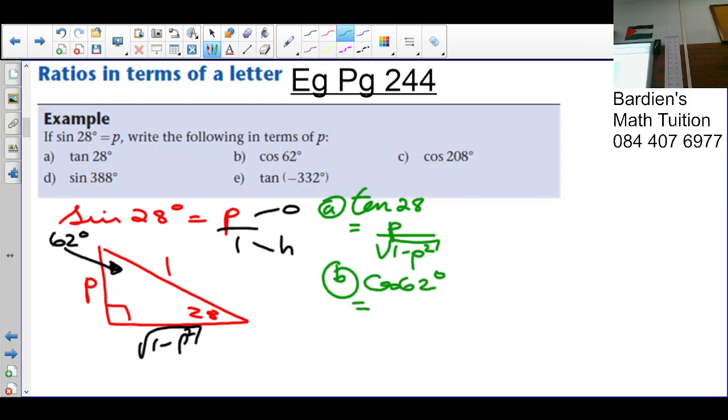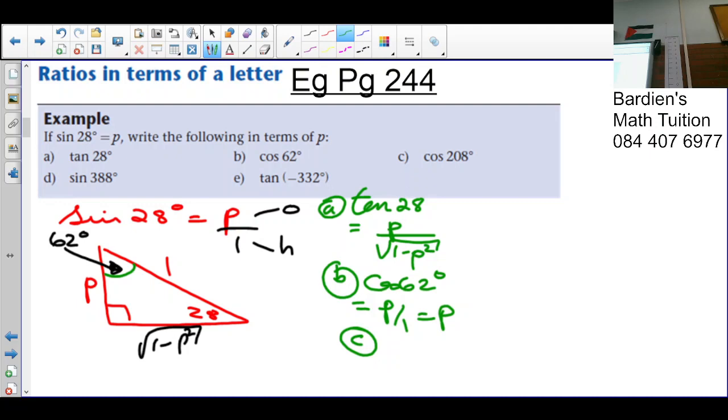Let's look at B. Cos 62. Work that one out. What does cos stand for? Remember, this is now 62. Cos stands for adjacent over hypotenuse. So what's the adjacent here? P. So it's P over 1, which is P. You all agree with that?